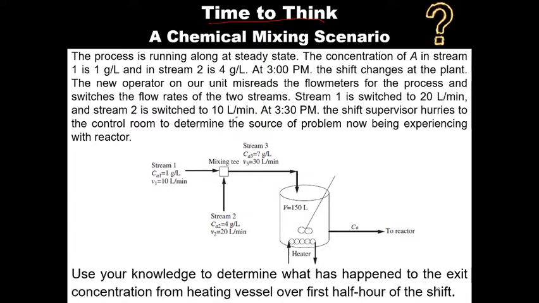So the process is running along at a steady state. ये कोई प्रोसेस है जहाँ पे stream one, the concentration of stream one is 1 g per L, and the velocity is 10 liter per minute, coming from this side, and the second stream is coming from this side with the concentration 4 g per L. L is the liter and G is the gram obviously, and V2 is 20 L per minute. That is the volumetric flow rate. V1 and V2, what is that?